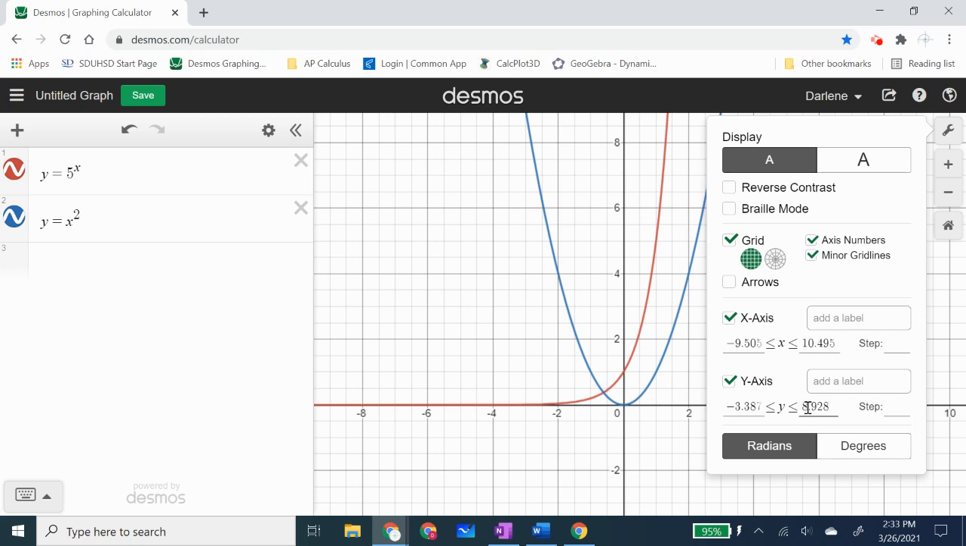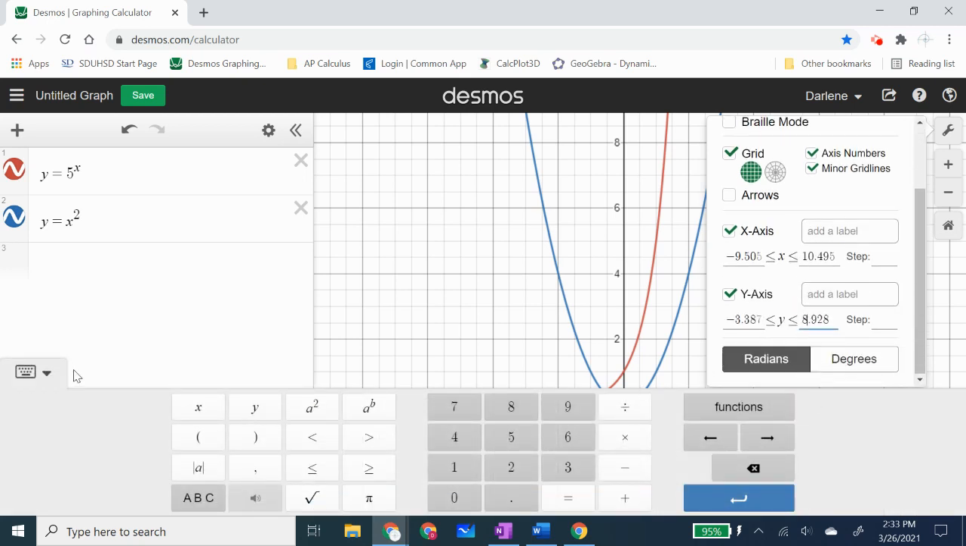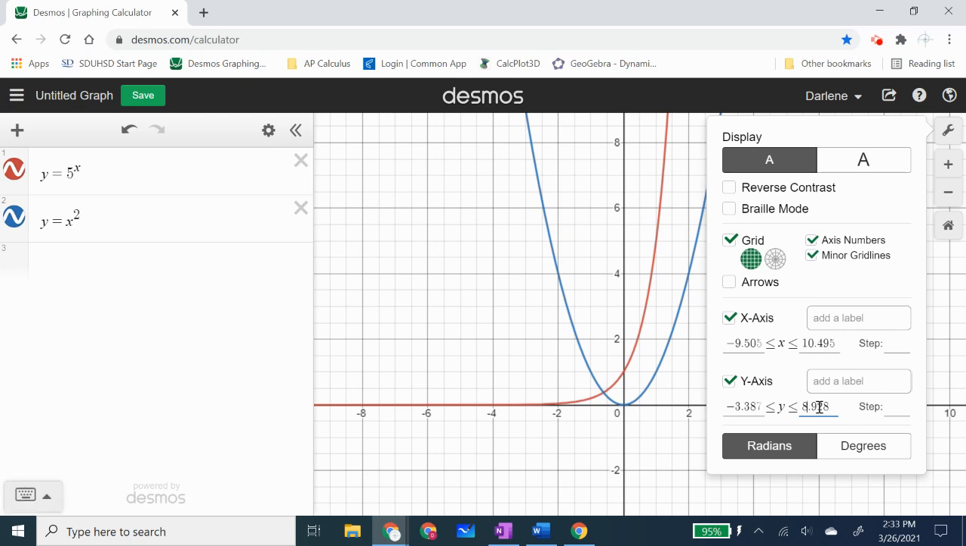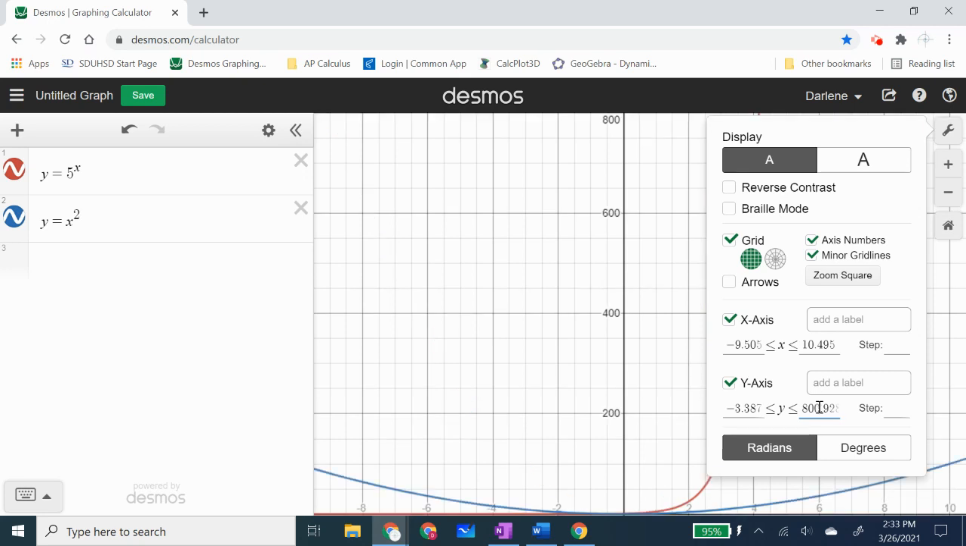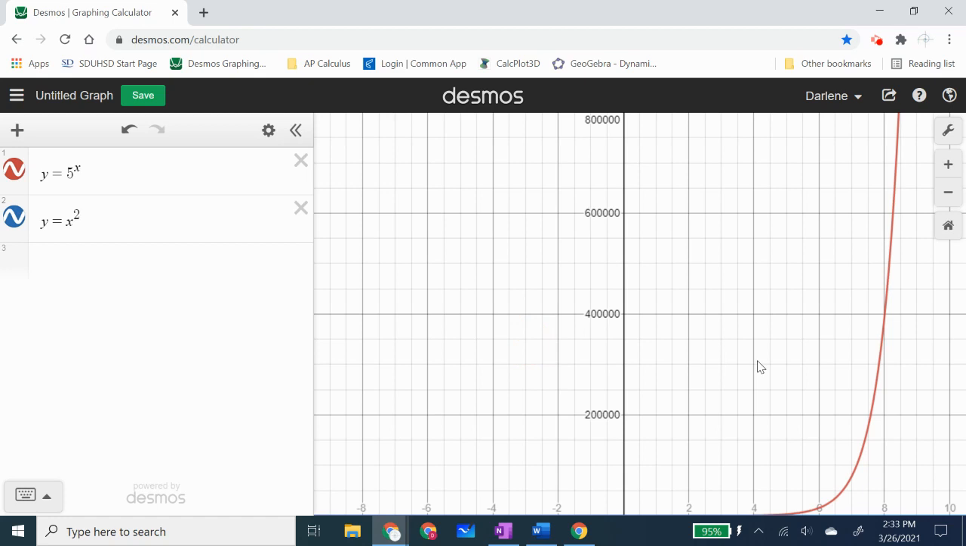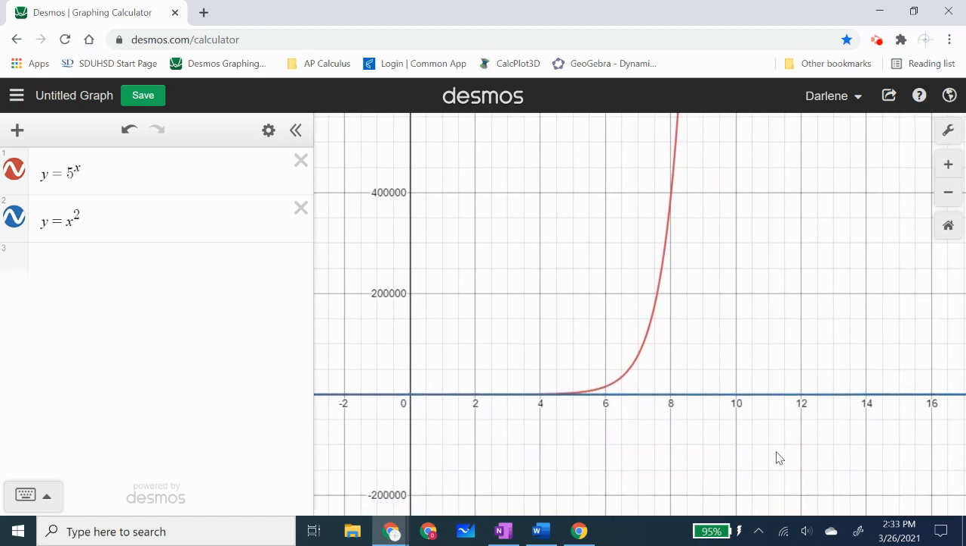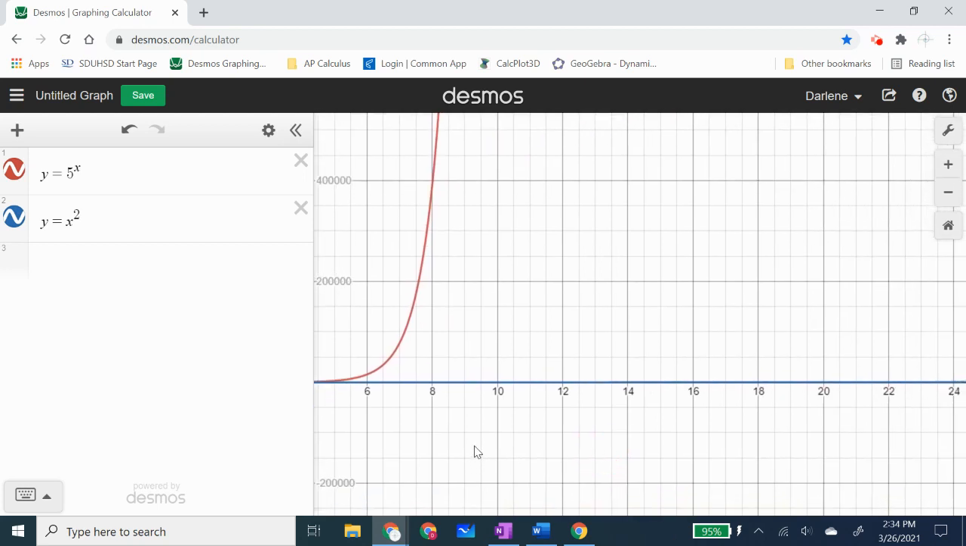I am going to force the y to show a really big scale. Let's see if that's enough. Yeah, that's enough. You just witnessed x squared, the parabola, getting flattened in comparison to an exponential function. What does it mean to grow infinitely faster than another? This is what that means.